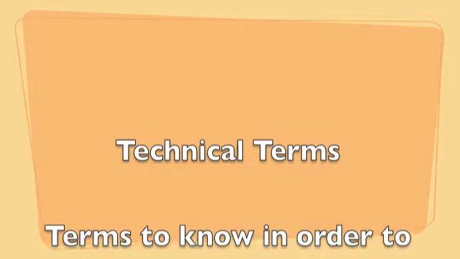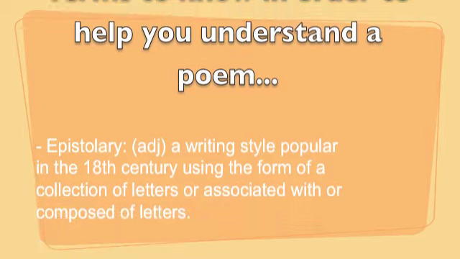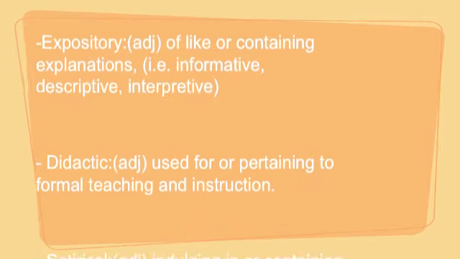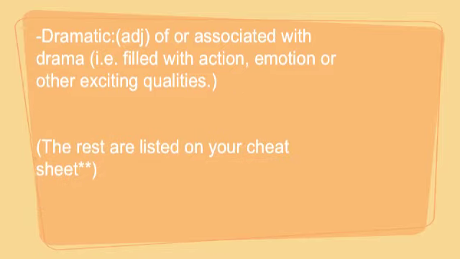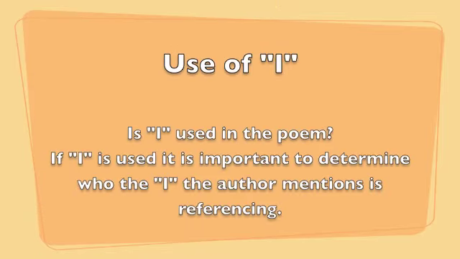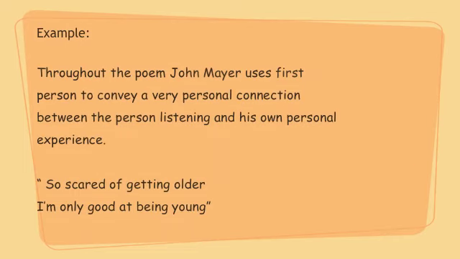Poetry comes with its own set of vocabulary, which can get confusing, so it is important to know the different types of poems in order to determine what type of poem you are reading. Keep in mind the rhyme scheme as well as the metrical pattern. Is the word "I" being used in the poem? If it is, then it is important to determine who the "I" is talking about. Mayer uses first person to convey a very personal connection between the person listening and his own personal experience.